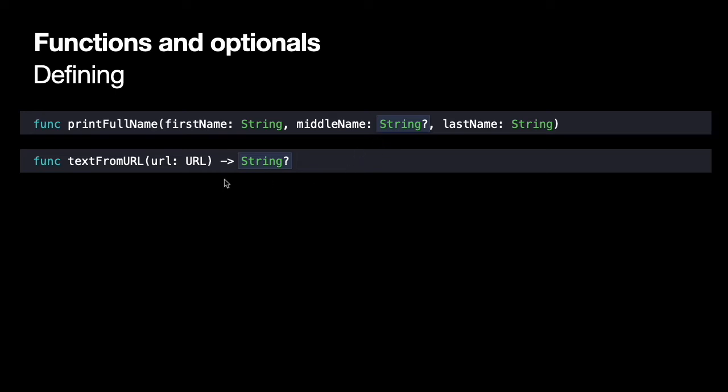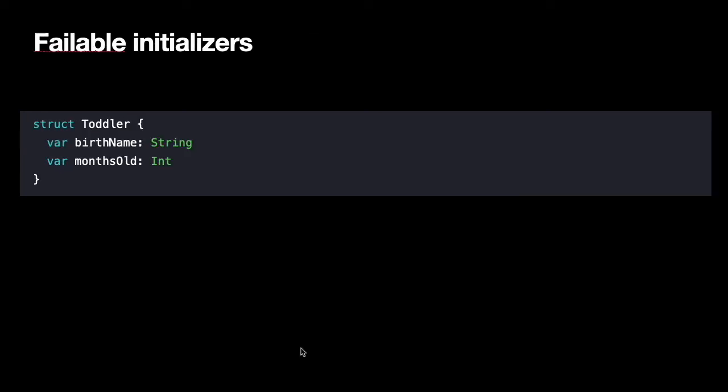Here's an example where a function returns an optional string, where we pass in a URL and we're attempting to get the text from the URL, and we might succeed or we might fail. If we succeed, we return the string, and if we fail, our function returns nil. We saw that the initializer for integer, where you pass it a string, could return nil. If the string that you passed it made sense, then it would return an integer, and if the string that you passed it did not make sense, for example, Cynthia, then it would return nil. That's called a failable initializer. A failable initializer is an initializer that can return nil.